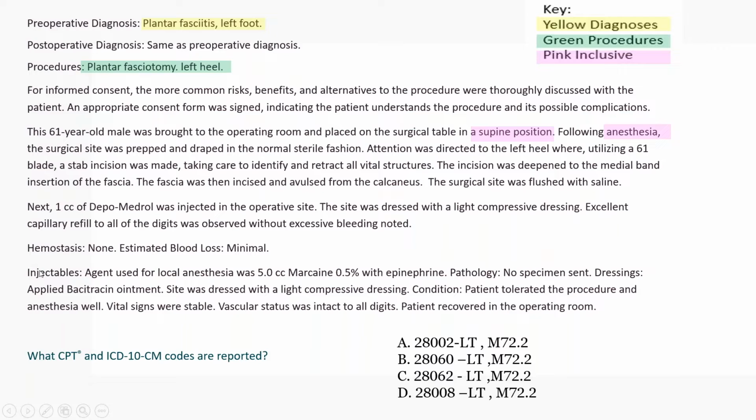The patient was placed in a supine position and anesthesia was given. The stab incision was made. The incision was deepened. The fascia was then incised and avulsed from the calcaneus. Next, 1 cc of Depo-Medrol was injected in the operative site. And as the majority of you have said, the correct answer is option D.